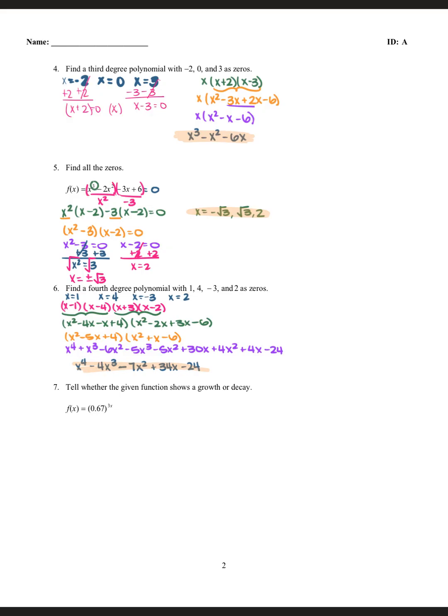For number 7, you're telling whether the function shows a growth or a decay. Remember these, you're looking at your base. Your base is that term that's raised to the power. So you have f of x is equal to 0.67 to the power of 3x. The 0.67 is what you are comparing to 1. It is less than 1, so that means we have a decay.